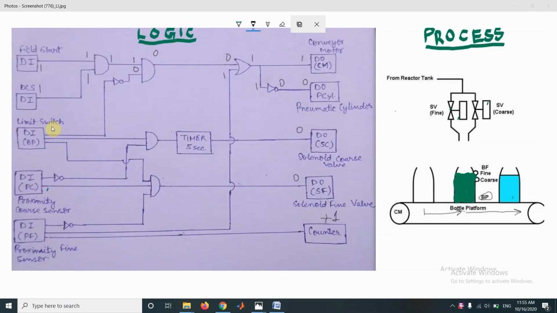Now for every next bottle, the input from all these sensors would be 0. The timer would be reset as earlier, and the same process would repeat itself until all the bottles are filled and the process as a whole is finally completed.